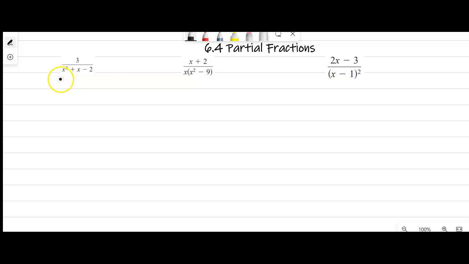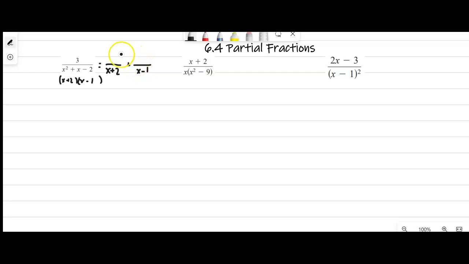First thing you got to do is find the factors of your denominator. So let's see here. That makes x plus 2 and x minus 1. And so what you got to do here then is you're going to say this equals an x plus 2 and an x minus 1.